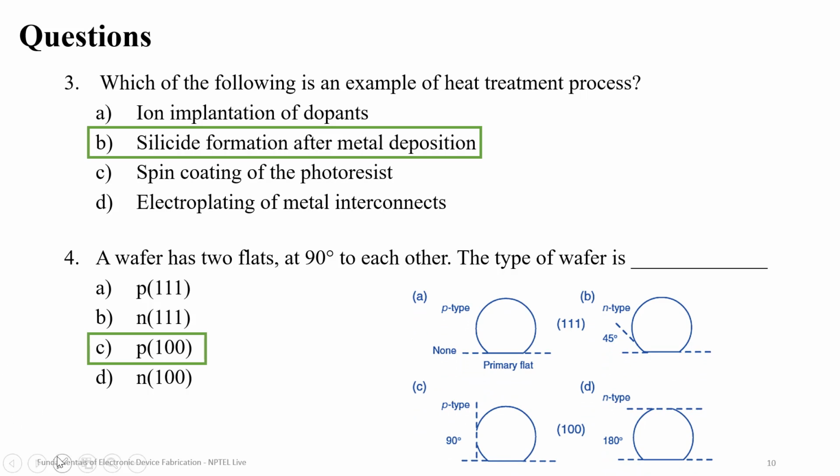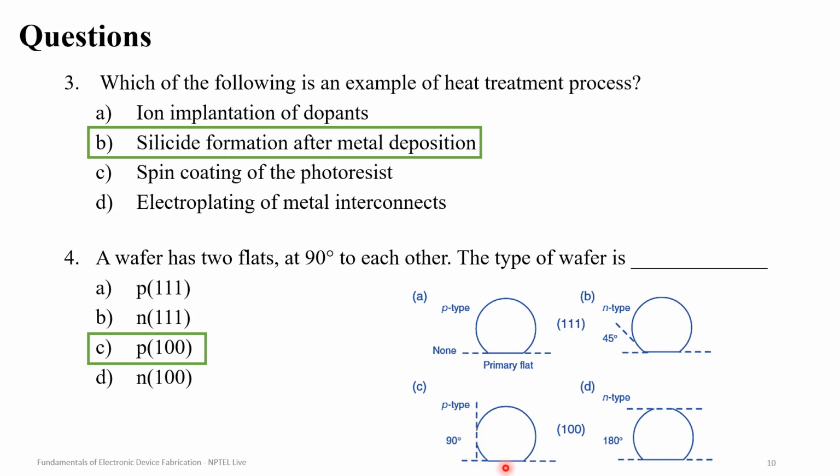If you see here, for a P-type 111, what happens? It has no secondary flats. One part will be cut and that is called a primary flat. So that is P111. If it is an N-type 111, it has one primary flat and the second cut, or the secondary flat, is at 45 degrees to the primary one.